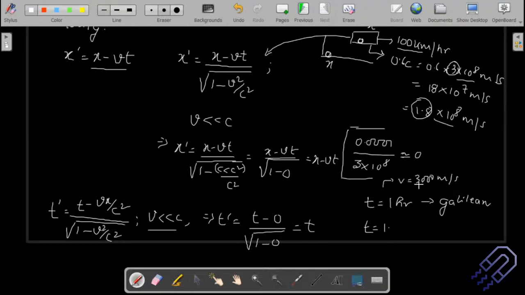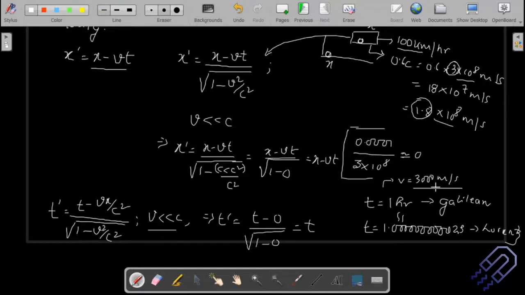If you consider the velocity to be 3000 meter per second, you can measure the time using Lorentz transformation, and you will find out that the time may be 1.0000000000000. I don't know how many zeros, maybe something like 2, 3, something like that. ऐसा कुछ आएगा. You can try, practice, do it. Lorentz transformation. So this is very close to this. So that means Lorentz transformation will tend to Galilean transformation at low velocity.